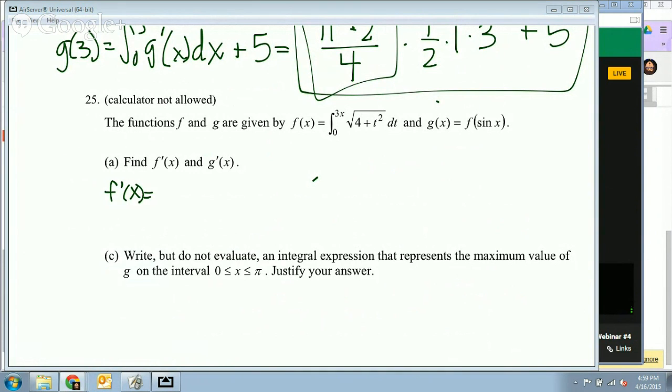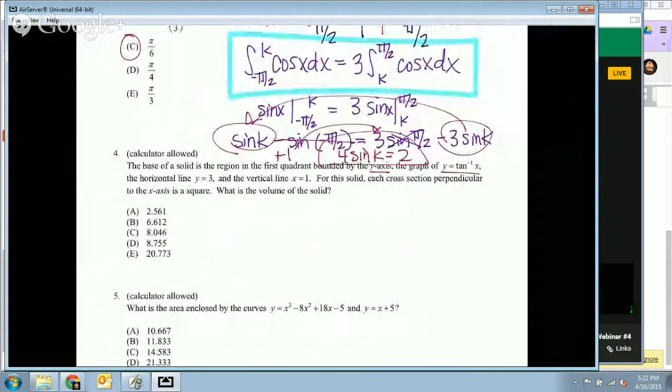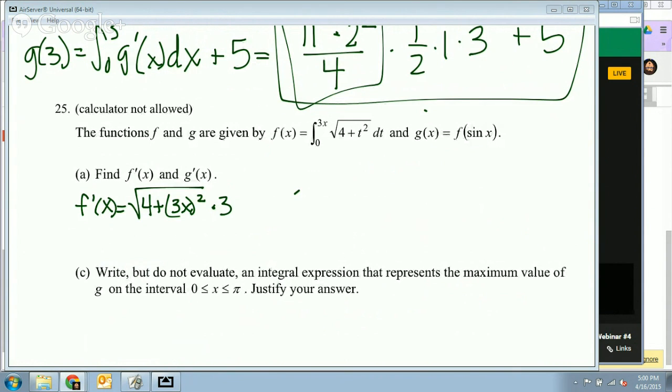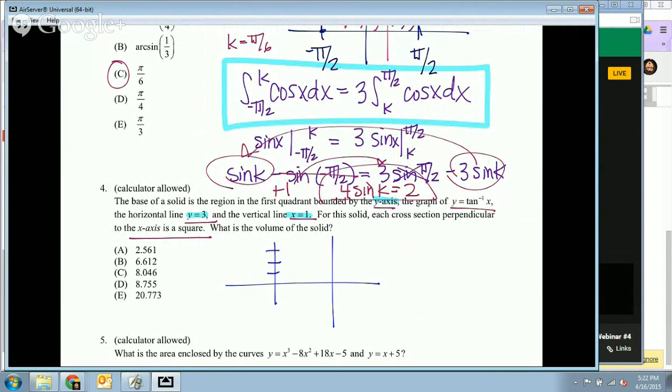The region is bounded by the graph of y equals tan inverse, the horizontal line y equals 3 and the vertical line x equals 1. That's a lot. But for this solid, each cross section perpendicular to the x-axis is a square. All right, so g prime of x is going to be equal to, they tell me that g of x is f of sine of x, so that's going to be equal to f prime of sine of x of y equals 3.